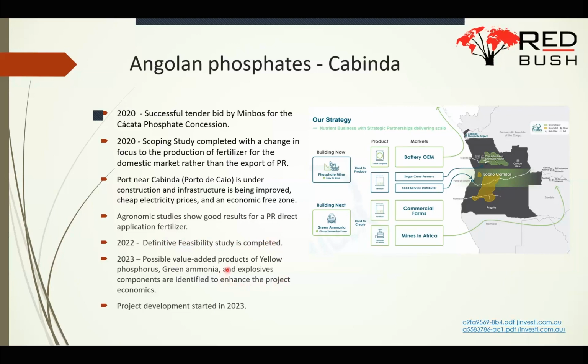And what they've done, again, is possible value added products. So if you look at some of the later comments, we have products for explosives, green ammonia, yellow phosphorus for batteries. So they've got batteries, commercial farms, they're going to supply explosives to the mines, and they're going to supply normal fertilizers. And the project development starts. So yeah, sorry about that one.